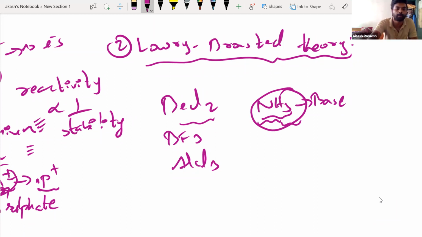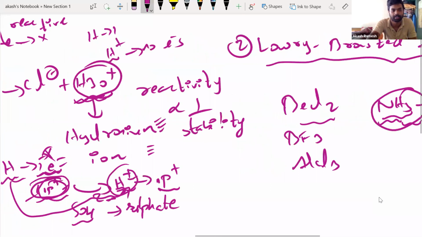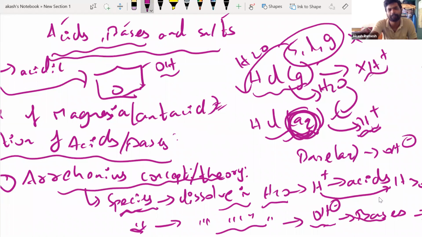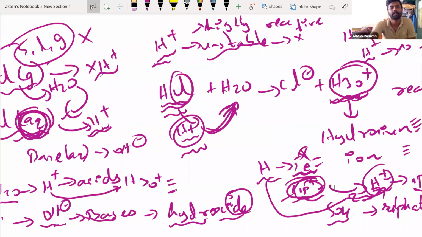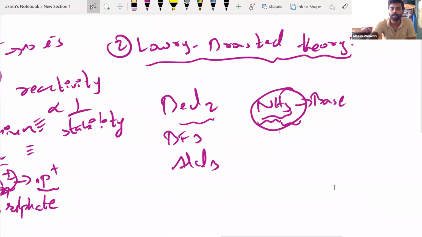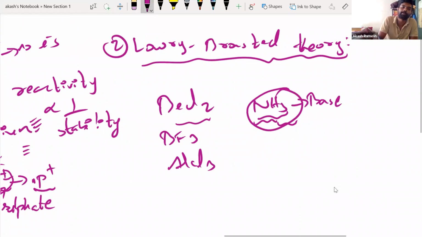So obviously that particular definition, the Arrhenius concept, is not enough. Yes, in the majority of cases this is going to work, no doubt about it, but for some cases this particular theory doesn't work. So what does the Lowry-Bronsted theory say? It is going to talk in terms of protons.